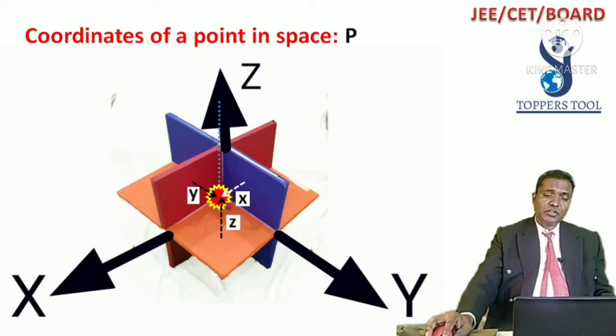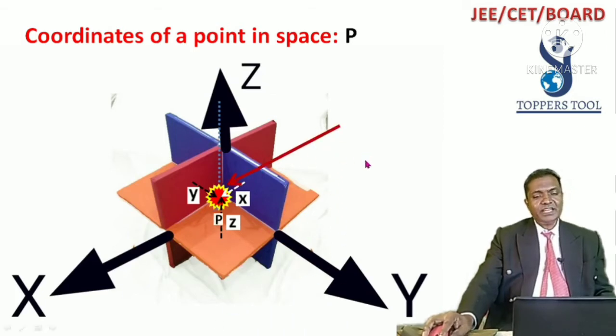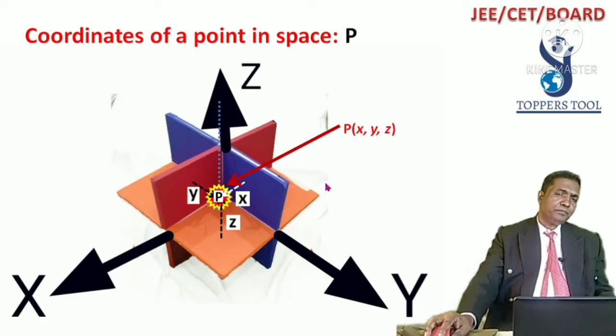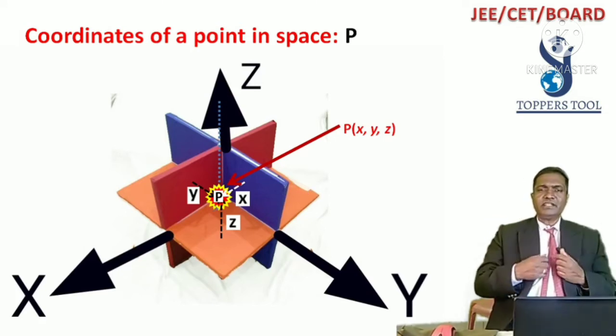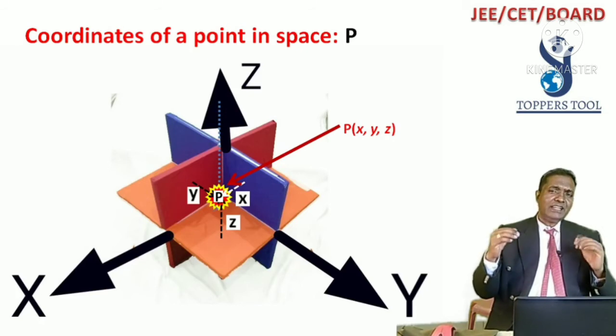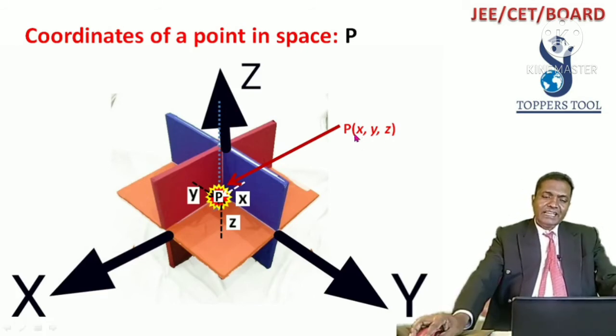So the position of this bulb can be represented in the form of an ordered triplet P of x comma y comma z. If there is any point in space, then it will have coordinates in the form of x, y and z. Here x is the distance of the point from the yz plane, y is the distance from the xz plane and z is the distance of the point P from the xy plane. Now let's understand, if any point is on a plane, then what about its coordinates? So let's see here.